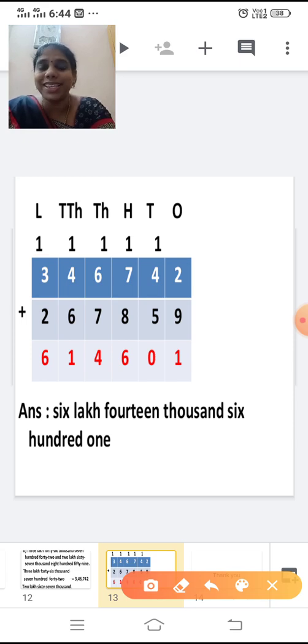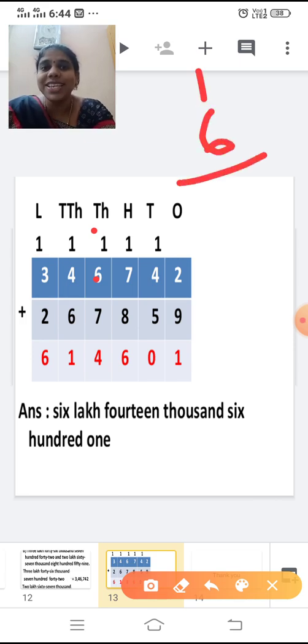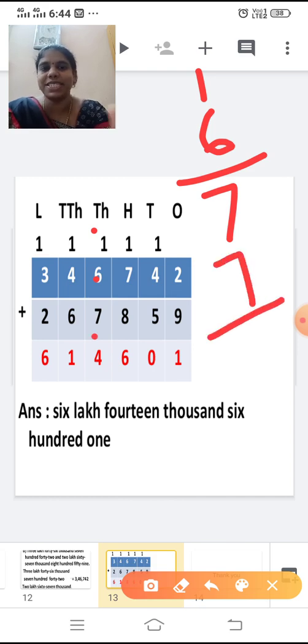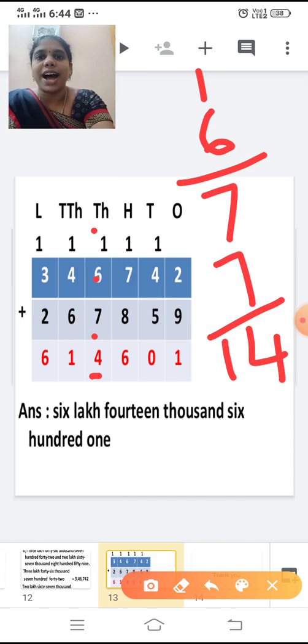Now add the thousands place. 1 plus 6 or 6 plus 1. What is the answer? 6 plus 1 is 7. Now with the 7, add the next number 7. 7 plus 7. 7 in the mind, 7 in the finger. After 7, you're going to add 7 numbers. 8, 9, 10, 11, 12, 13, 14. 7 plus 7 is 14. So write 4 here and this 1 is carried over to the 10,000 place, right?